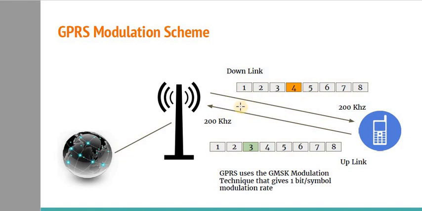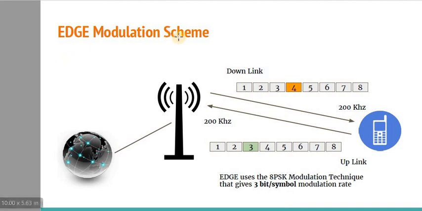This diagram was already explained by me: in the uplink channel and the downlink channel we have a coding scheme, and this is divided into 8 slots, and whichever slot I select in order to transfer the data, I will only be able to transfer 1 bit per symbol modulation rate. But in the case of the EDGE modulation scheme, in which I am using 8 phase shift keying, I am able to transfer 3 bits per symbol modulation rate by selecting one of the slots.